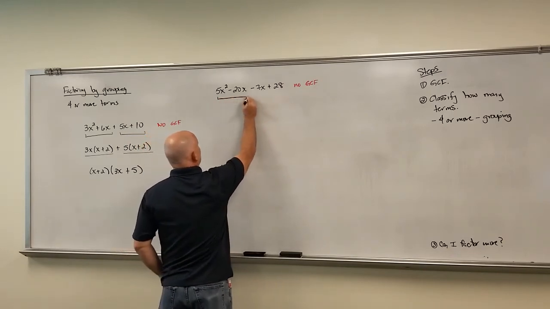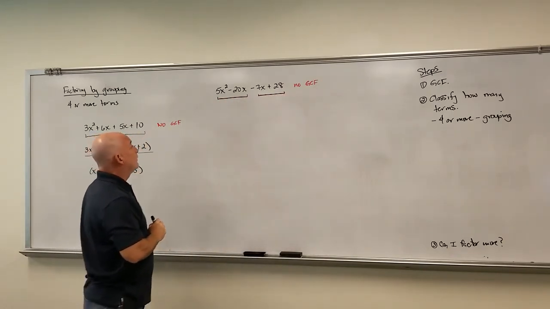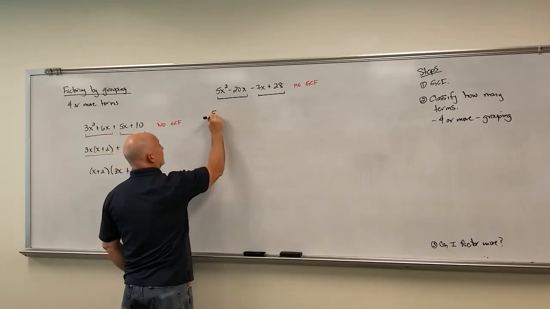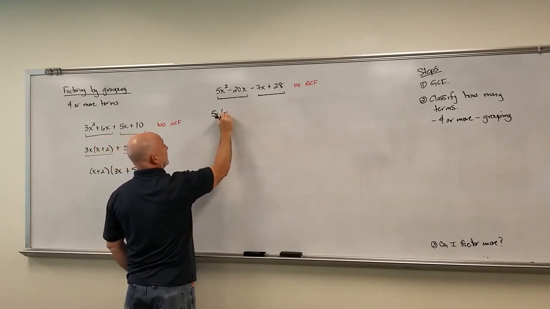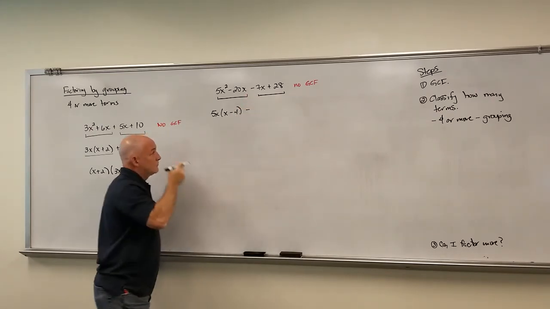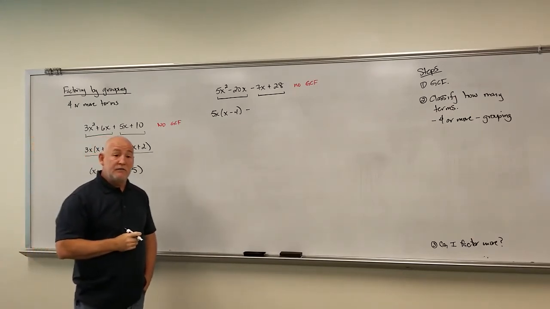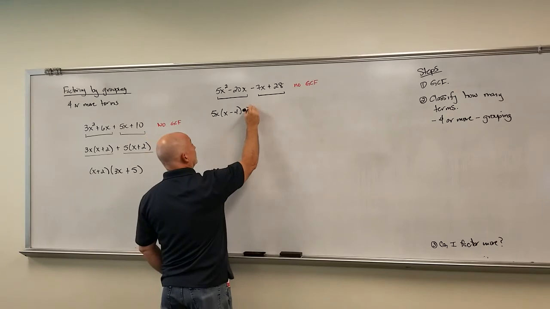So I'm going to look at this as one problem. Out of the first pair, the greatest common factor would be a 5x, and if I take that out, I'm left with an x minus 4. Now this one is where this example gets tricky. Now that minus comes down, and you say, okay, what's the greatest common factor out of the second pair? And you'd say that, well, that's a 7.